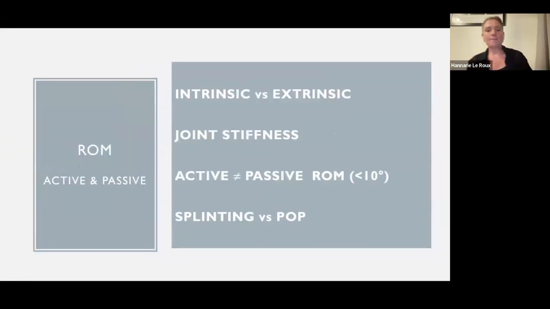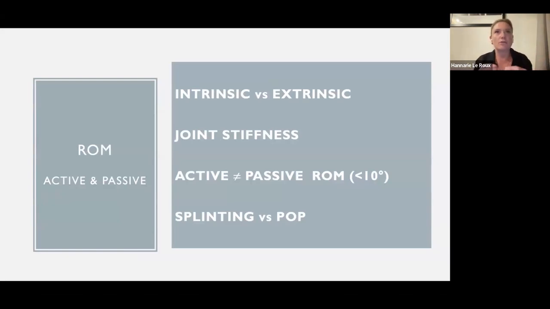So, remember the difference between intrinsic and extrinsic. Make sure you treat the right thing. Are you treating the joint itself, or are you treating the flexors, or are you treating a combination? Joints, then that's joint stiffness. And then, okay, so splinting, active and passive ROM.